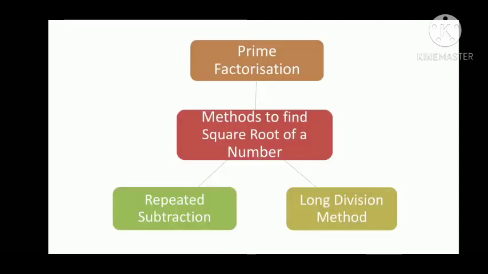Now, what are the different methods to find the square root of a number? There are basically 3 methods. First one is prime factorization method, and other 2 methods are repeated subtraction and long division method. All these methods we will study in detail with examples. Coming to repeated subtraction method.